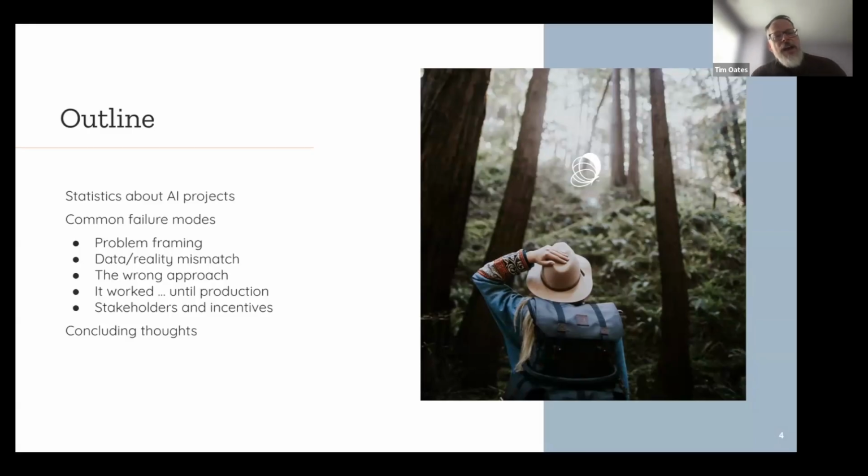Then I've got 5 common failure modes that I'm going to talk about. We'll talk about the failure mode. We'll say, like, what is it? Why does it happen? What does it look like when it's happening? And what can you do instead? So we'll sort of go through those. And in the end, I'll have just a few kind of concluding thoughts.